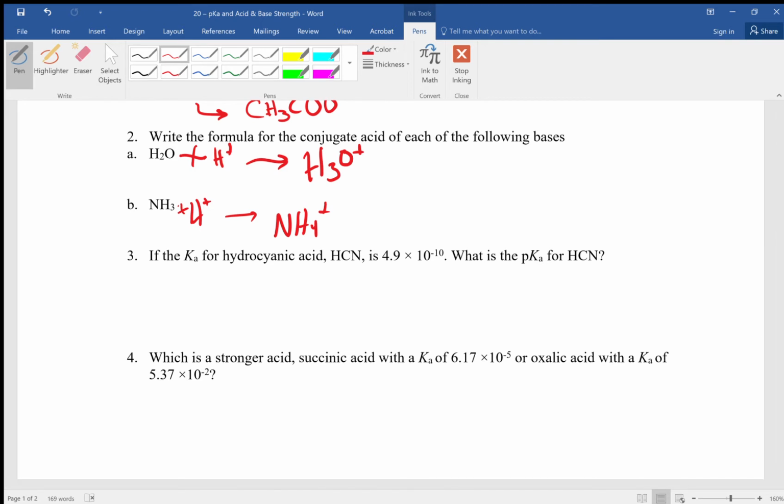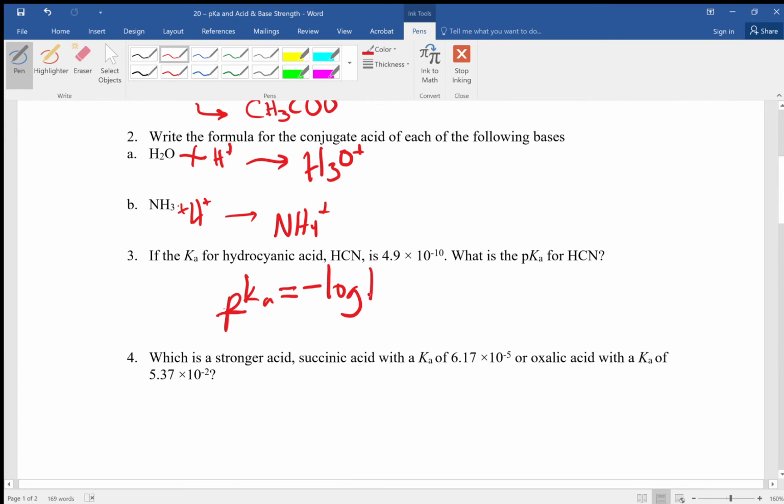Alright, in question 3 now, we're trying to calculate the pKa for HCN given the Ka. Recall this P, whether we're talking about pKa or pH, basically means negative log. And so we take the negative log of the Ka. The Ka is something that's given. So negative log of 4.9 times 10 to the minus 10. That's relatively straightforward to put into our calculator, and we get 9.31.